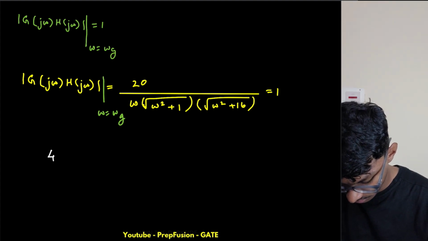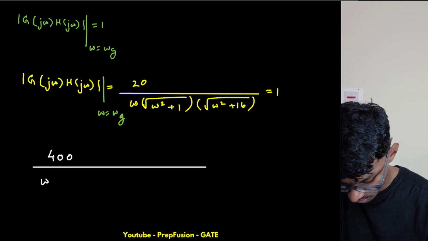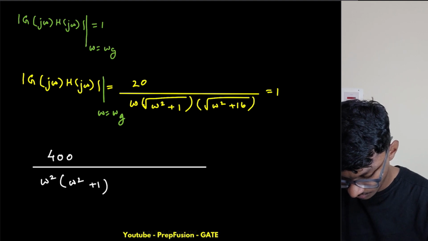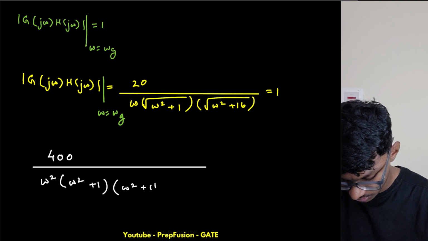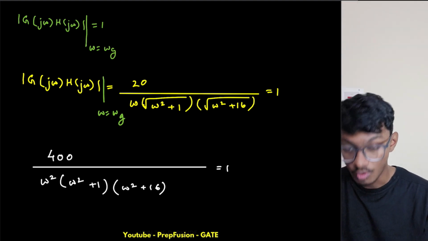So this should be 400 over omega square into omega square plus 1 into omega square plus 16, which is equal to 1 itself. Now what is the difficulty?